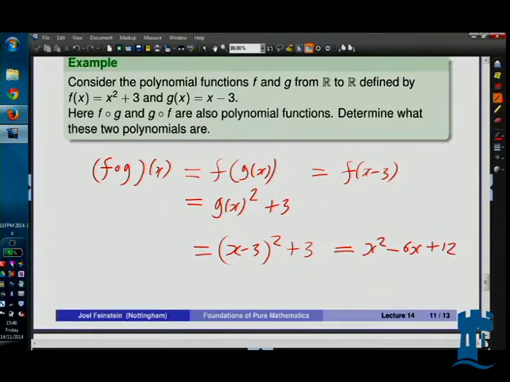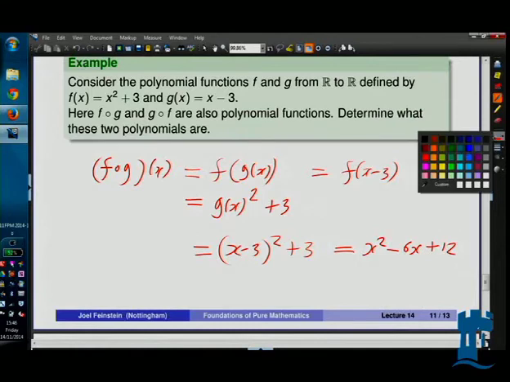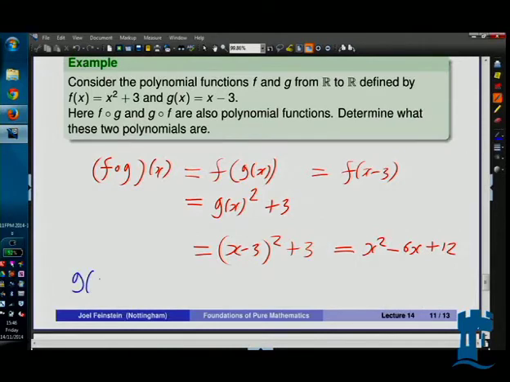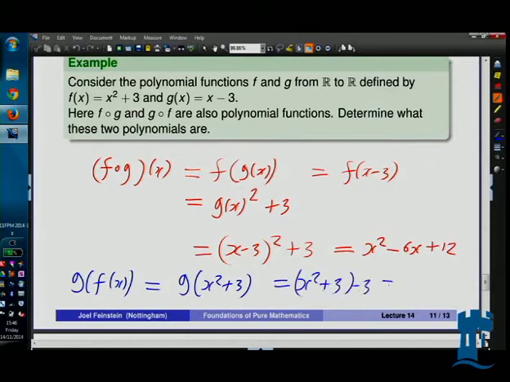And now I'll try and do it the other way around. g of f of x is equal to g of x squared plus 3, but g of anything is that thing minus 3. So that's equal to x squared plus 3 minus 3, which is x squared, which is different. Okay? Oh, and that's g composed with f of x is g of f of x.